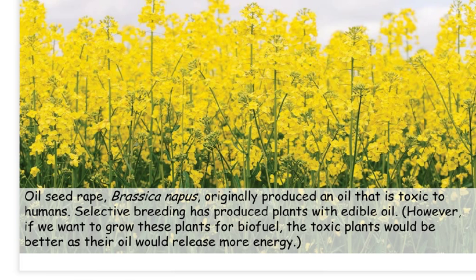This picture shows us an example of a plant which has been selectively bred. Oilseed rape originally produced an oil that is toxic to humans. Selective breeding has produced plants with edible oil. However, if we want to grow these plants for biofuel, the toxic plants would be better as their oil would release more energy.